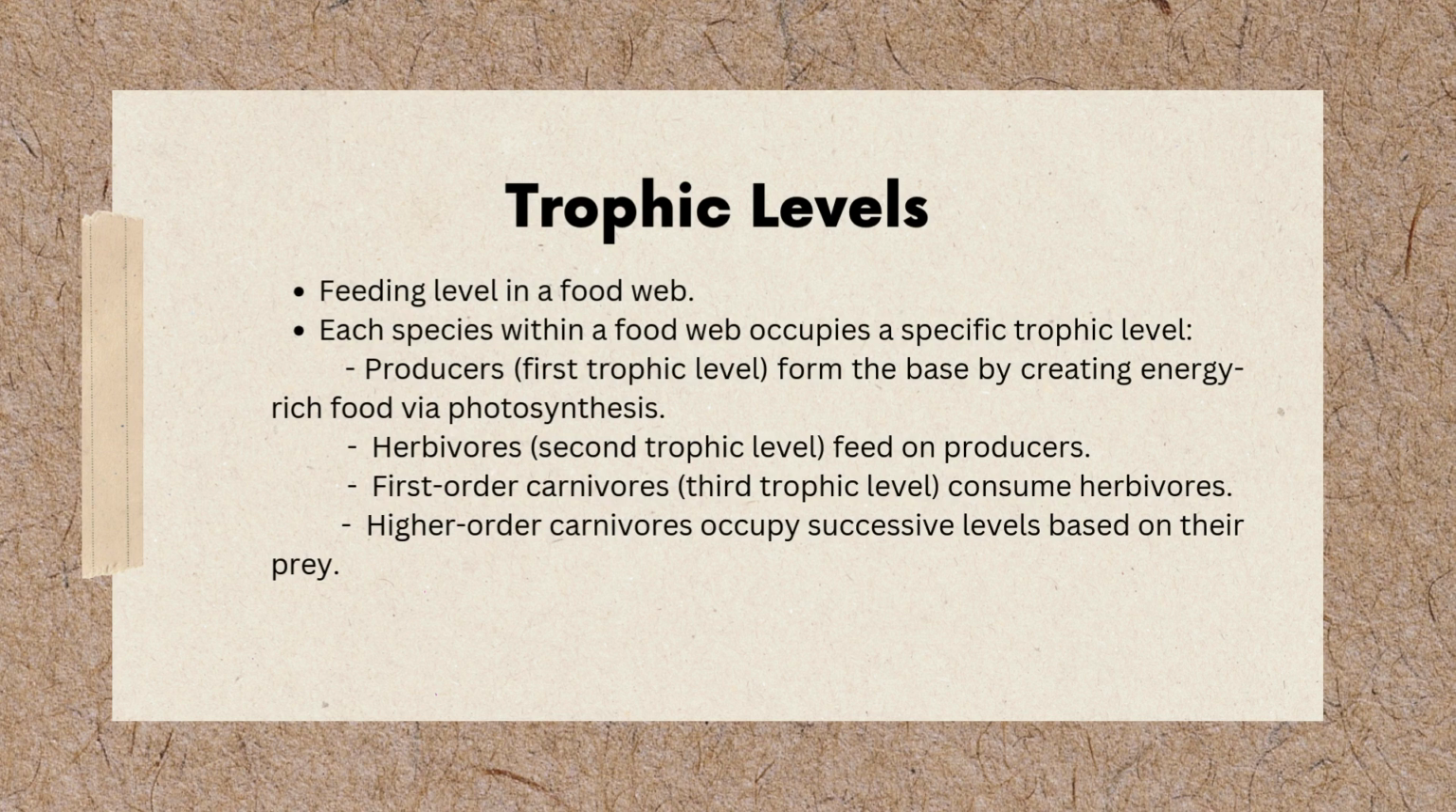The complexity of food webs contributes to ecosystem stability. In a simple food chain, removing one species can have a drastic impact on others, whereas in a complex web, the loss of one species often has a lesser effect due to the availability of alternative food sources.